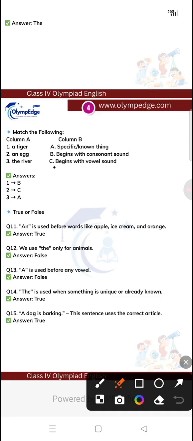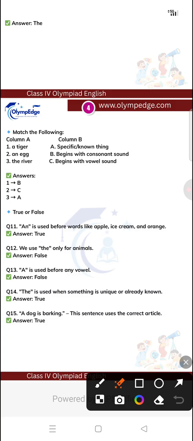Then an egg. An egg begins with a vowel sound, right? Because of which we are using an, because E is a vowel, right? So an egg matches with C, which is begins with vowel sound. So here you see 2 matches with C. And the river matches with A, because when we are using the in front of river, that means we are talking about a specific or a particular river that we already know about, right? So the river matches with A, which is a specific or known thing. So 3 matches with A.